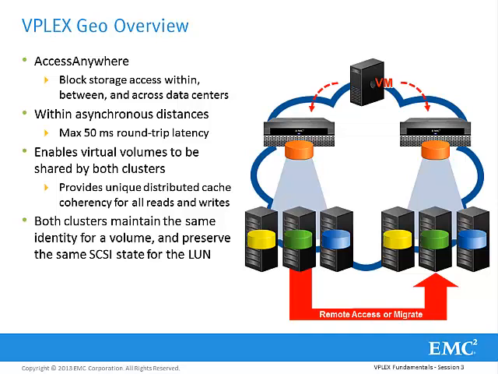VPLEX Geo consists of 2 separate rack sites with less than 50 milliseconds round-trip latency. Each director has 2 10 gigabit Ethernet ports for inter-cluster communication over an IP WAN. VPLEX Geo extends the VPLEX Metro configuration to include solutions that can be implemented over asynchronous distances.